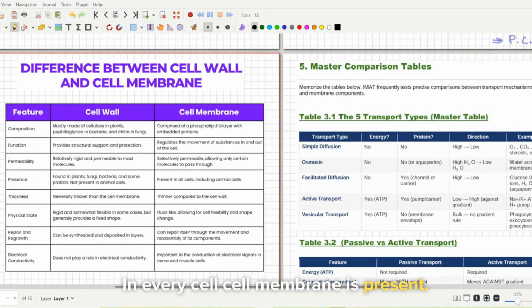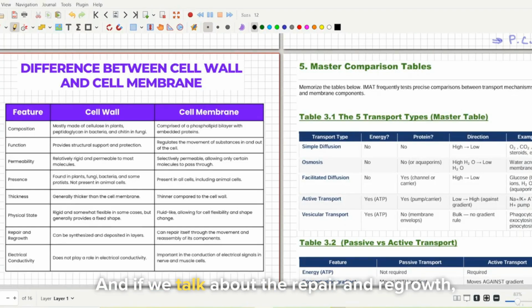In every cell, cell membrane is present. If we talk about thickness, then cell wall is thicker, while cell membrane is a bit thin compared to cell wall. If we talk about the physical state, then cell wall is really rigid, while cell membrane is fluid, and the fluidity is controlled by the cholesterol molecules.